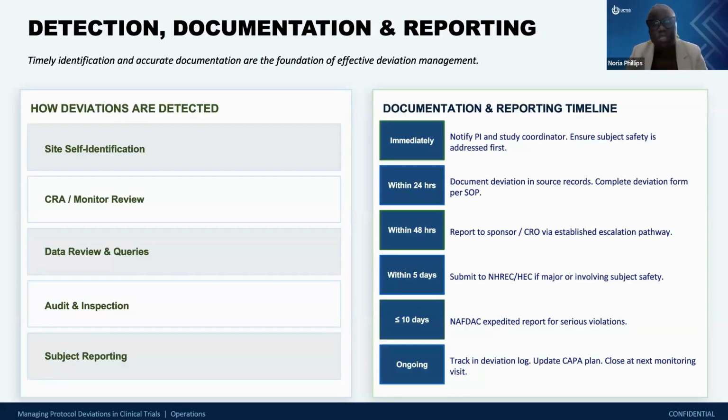The most common deviations that we've seen so far come from CRA and monitor review. Because when the CRAs go to sites to monitor the sites, they identify deviations, they report it, the sponsor assesses it, they categorize it, and they report back to site if there's any action that is required from them. Then data review and queries as well.